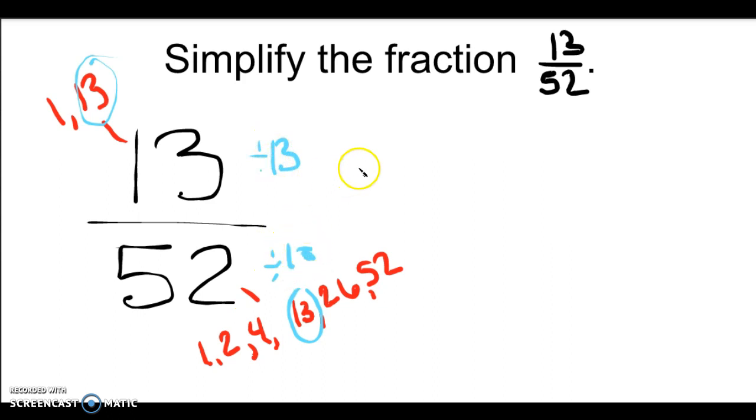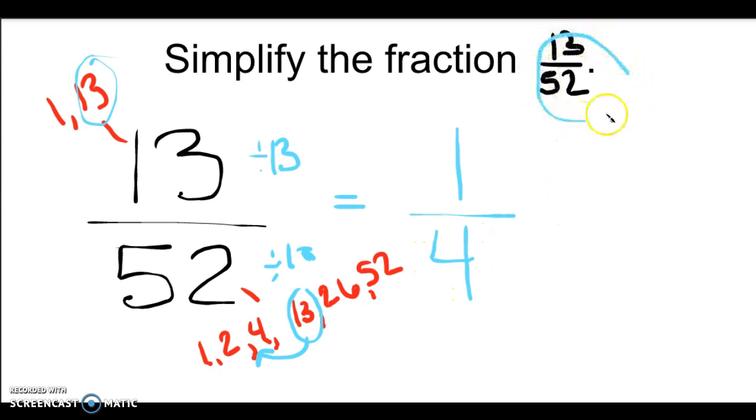All right, 13 divided by 13 equals 1. 52 divided by 13. Remember when I did that skip counting, right? What was the factor pair that went with 13? Oh, it was the number 4. So 52 divided by 13 equals 4. So even this big, messy, complicated fraction, 13/52, can be reduced into something as simple as 1/4.